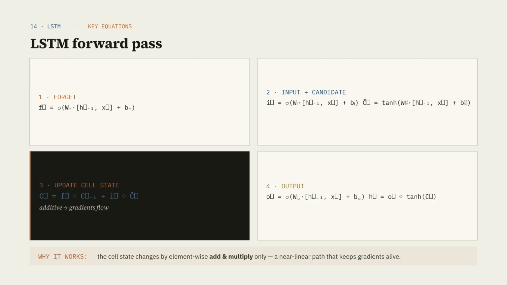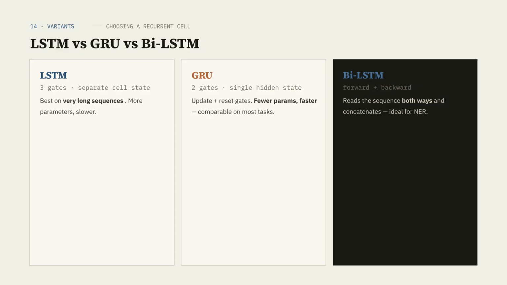To summarize the LSTM, it uses a forget gate to clear old info, an input gate to add new, and an output gate to dispatch the result. Every gate acts as a differentiable switch between 0 and 1, allowing the network to learn exactly what to keep in memory. Compare LSTMs with GRUs and BiLSTMs.